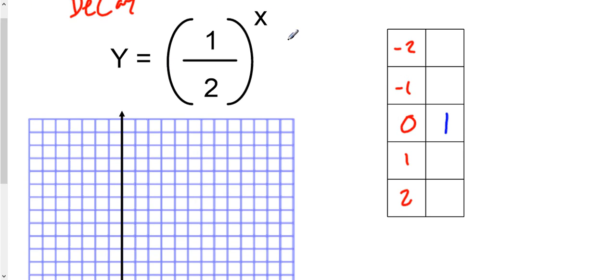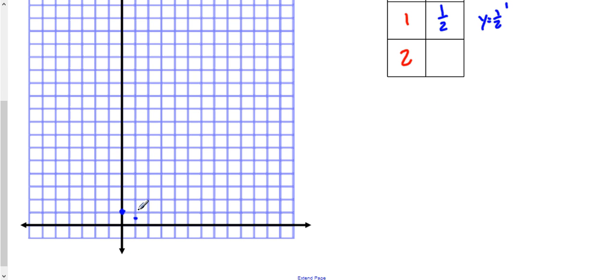But when I plug in 1, 1/2 to the first power is 1/2. And then 1/2 to the second power is, we square the top one, so it's 1 squared, and then 2 squared. According to our power rule, we get 1/4. The next one we'd get would be 1/8, 1/16, 1/32, 1/64. This would just hover right above our x-axis, but never actually cross or even touch it.